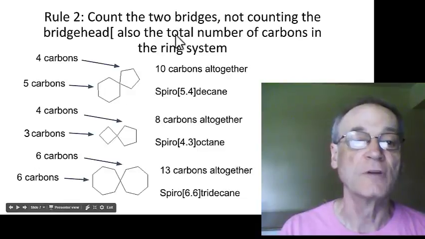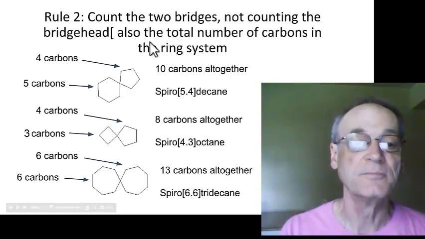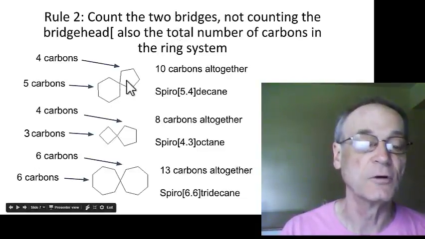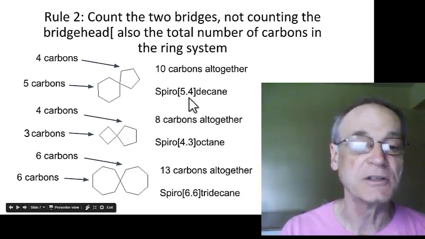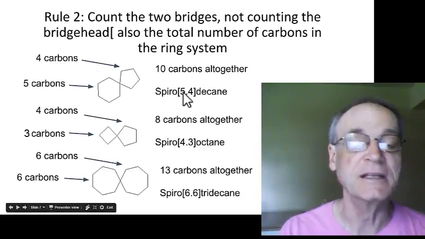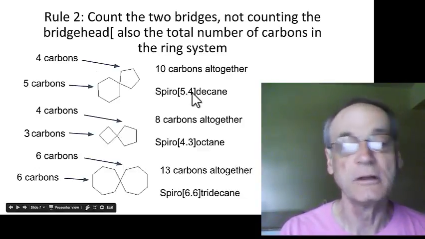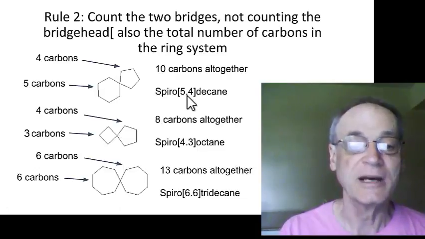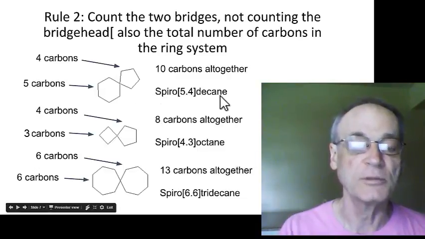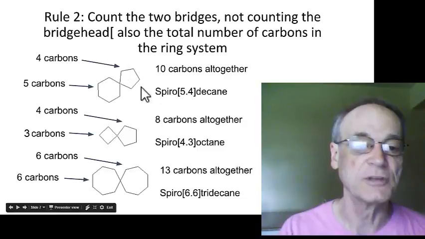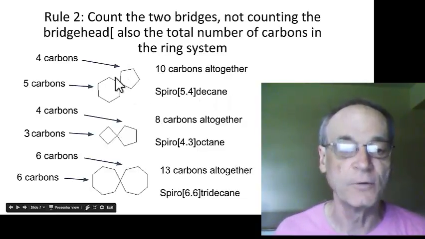Also, count the total number of carbons in the ring system. So there's 10 altogether here, as I said before. And so the name of this compound is simply spiro. So you say the prefix spiro, and then in square brackets you put the lengths of the 2 bridges in descending order, so it's always the bigger one and then the smaller one, separated by a period, and then the total number of carbons in the system. So as we said, there's 10 carbons altogether, so that's decane. So the name of this compound is spiro[5.4]decane.